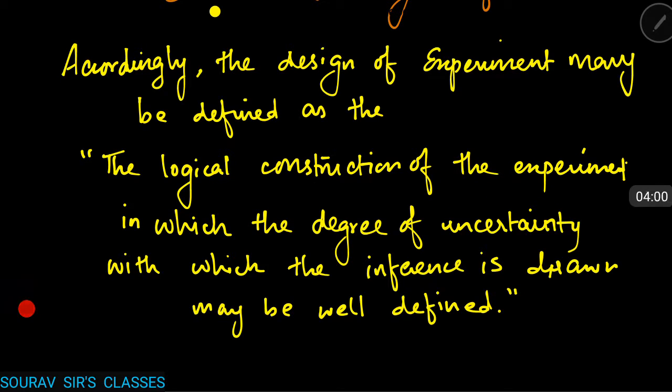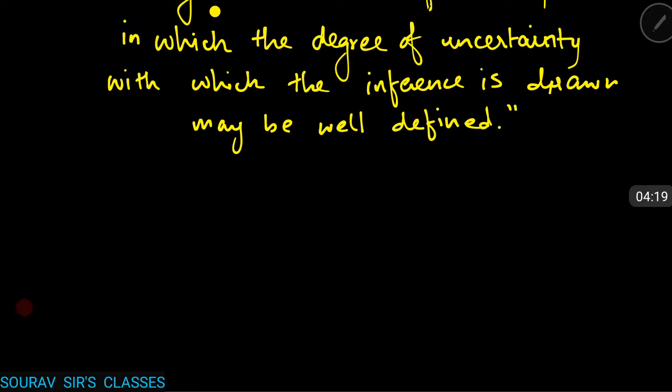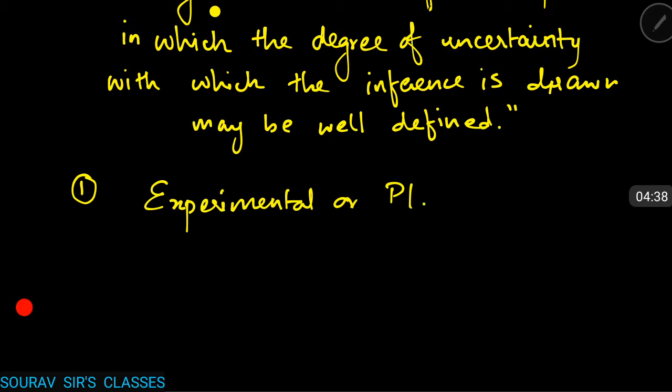So, accordingly, the design of experiment may be defined as the logical construction of the experiment in which the degree of uncertainty with which the inference is drawn may be well defined. The experimenter may easily recognize three important phases of every project. Number 1, experimental or planning phase.